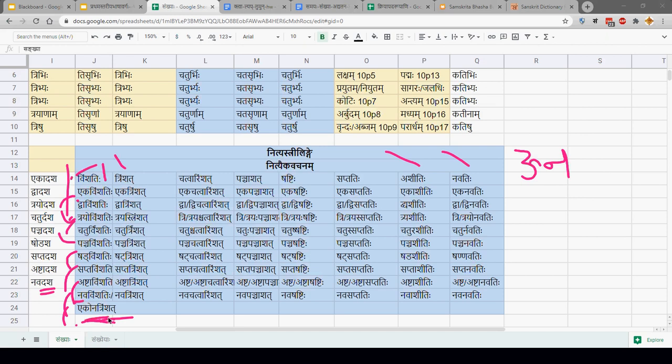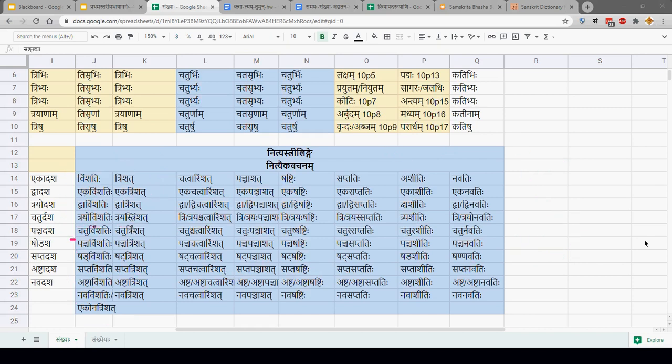Navavimshati or Ekona Trimshat is 29. And similarly we have Trimshat, Eka Trimshat, Dva Trimshat. Note that Eka, Dva are coming as prefixes here. Like Trayaha is the prefix there. Sometimes it changes to Trayo or Trayas, depending on what is coming afterwards, similar to the Sandhi rule we saw. So Trayo Vimshatihi, and here it becomes Sa, Trayas Trimshat.